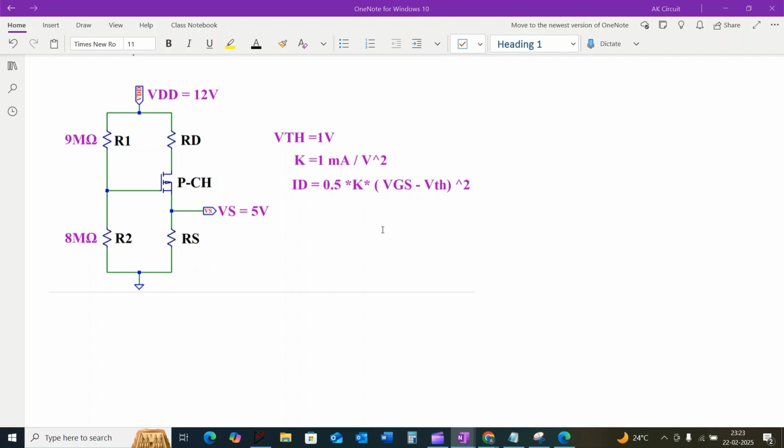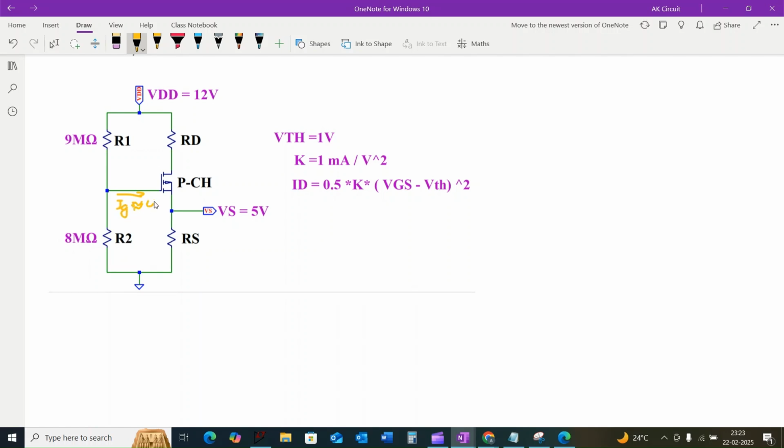Alright, let's look at the circuit. We've got a P-channel MOSFET and resistors R1 and R2 forming a voltage divider, and we are assuming the gate current of the MOSFET IG is approximately 0, and we need to find the value of resistor RD and the value of resistor RS.